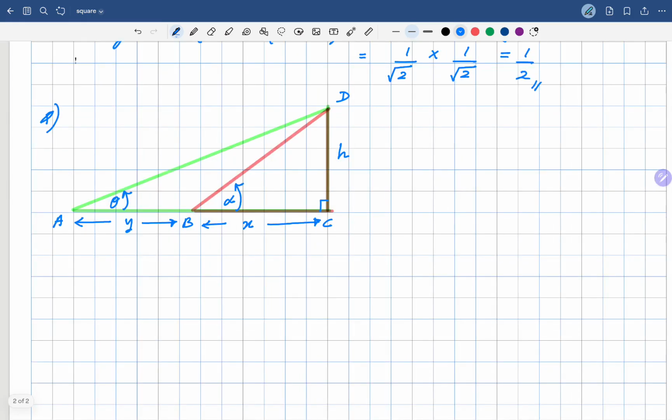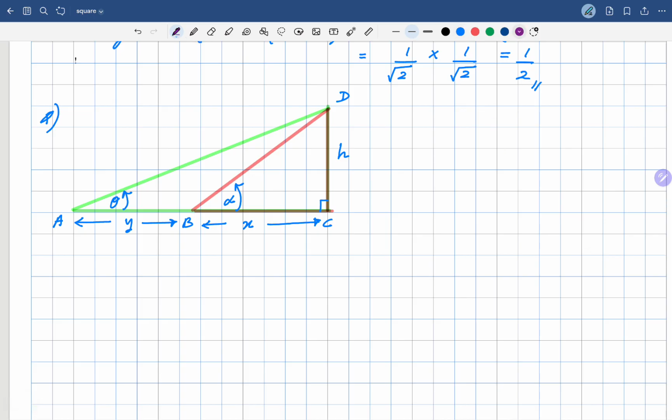Let's think about a question where ACD is a right angle triangle and BCD is also a right angle triangle. So BCD is inside the ACD right angle triangle, and the details are shown to you. The height is h, BC length is x, and AB length is y. The angle A is theta, angle B is alpha. The hypotenuse is not given to you, and the BD hypotenuse is also not given to you. So we'll try to find out these details using the SOHCAHTOA concept. This is a practice question.